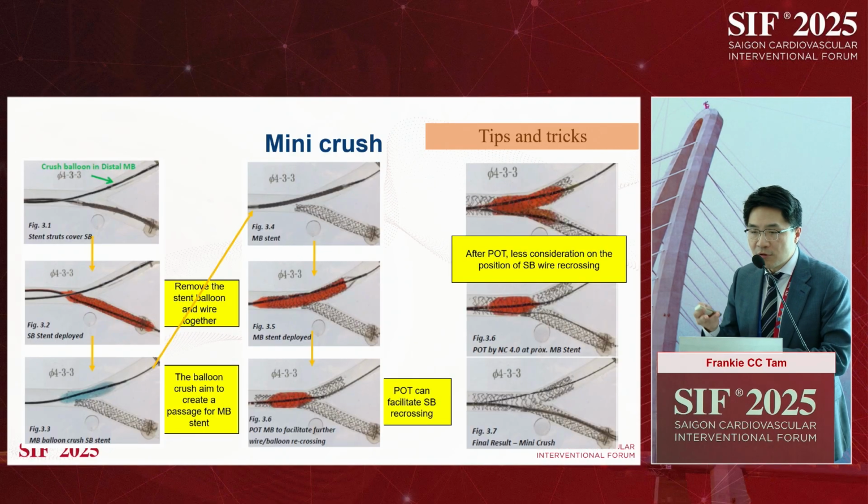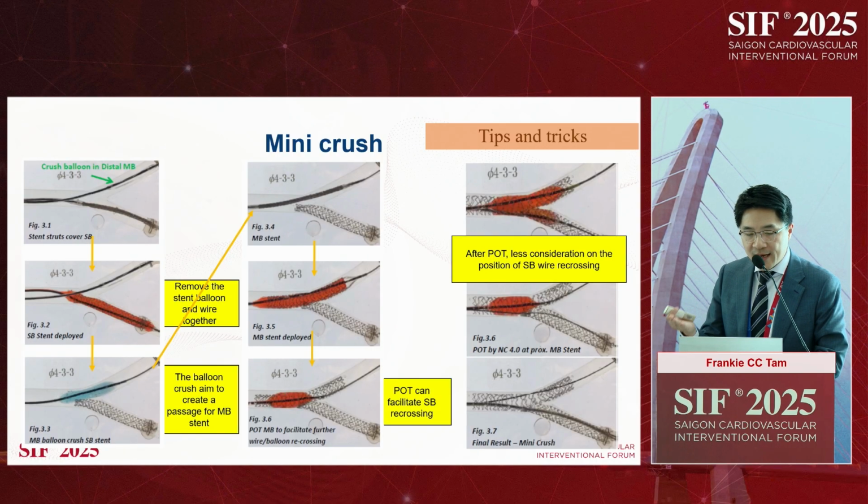For the mini crush, there are some tips and tricks. You first want to stent the side branch, but before you deploy the side branch stent, you have to have the main branch crush balloon in place. After you deploy the side branch stent, you remove the stent balloon and wire together, and then you crush the side branch stent. The aim of the crush is just to create a passage for the main branch stent. After that, you insert the main branch stent, deploy it, and do the POT before the rewiring. After the POT, you do the rewiring, and then the kissing balloon inflation.